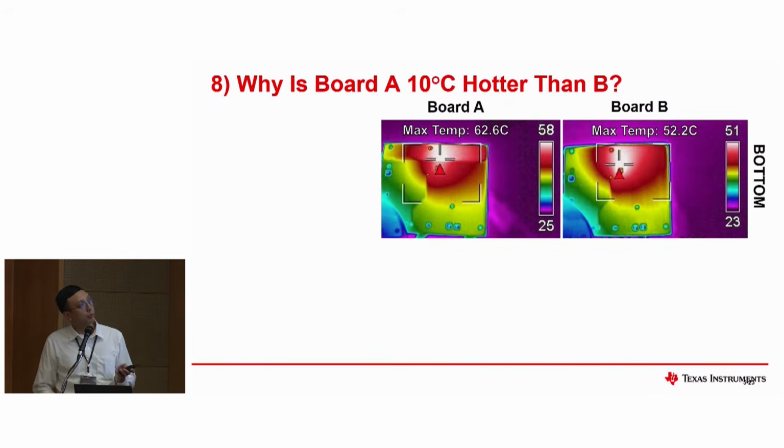Okay, so this one, we're moving more also to the layout side. Why is board A 10 degrees C hotter than board B? You could see in board A, we're measuring 62.6 degrees C, while board B is at around 52.2 degrees. They are using the same parts, the same schematic design, but you can see that there's a difference when you compare both designs in terms of the heat pad.